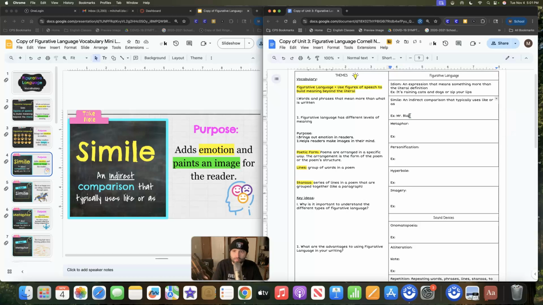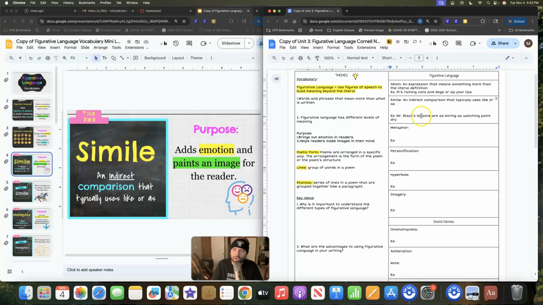So I'm going to give you a simile here, right? Mr. Black's lessons are as boring as watching paint dry. Okay, so I am comparing. That's the thing here. Mr. Black's lessons are nothing like paint, right? They're nothing like paint. I'm not going to say Mr. Black's lessons are like Mrs. Carter's lessons. Why? Even if they are different, they're similar in the sense that they're lessons. We want to compare it to something completely different.